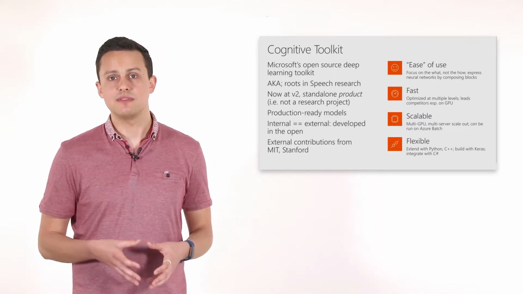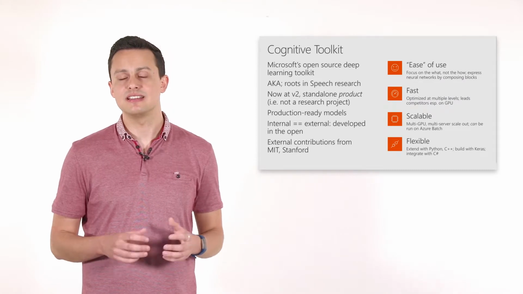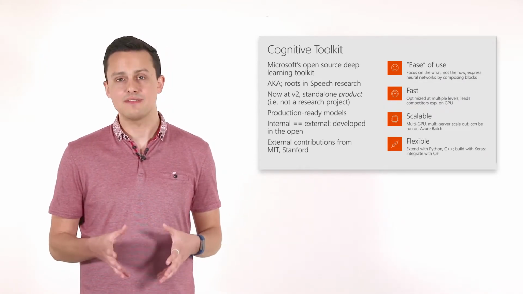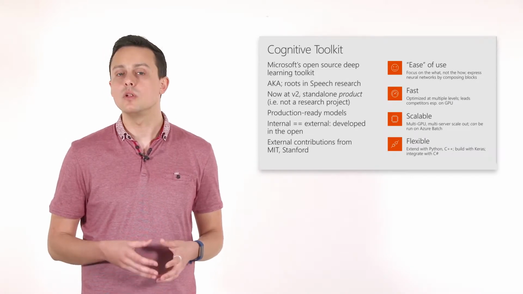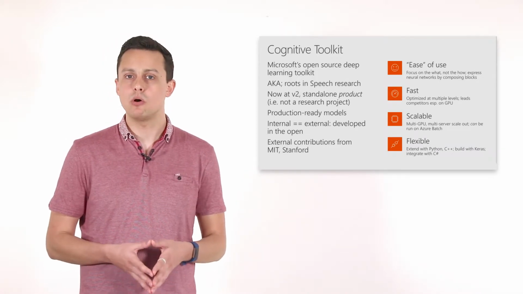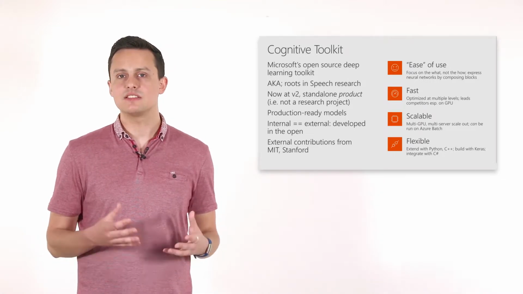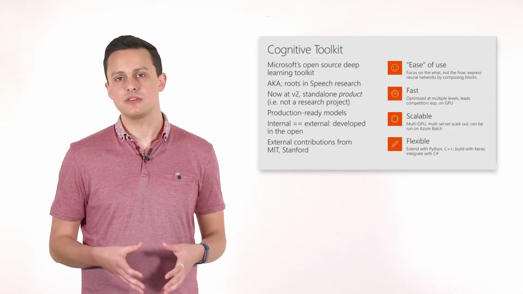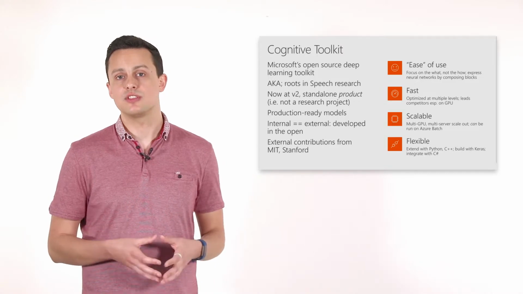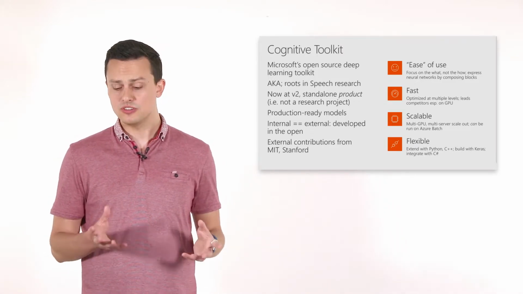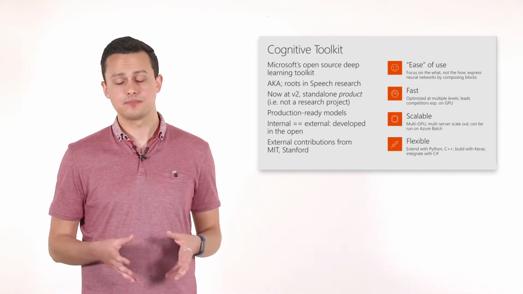The next attractive feature is that it's both fast and scalable. It is a highly optimized training network. So that means it will get the most out of hardware that you have. But it will also scale out across multiple nodes to parallelize the training. And then finally, it's a very flexible toolkit. You have a bunch of different options in terms of the languages that you use to interact with it. You can use C#, you can use Python, you can use C++, you can even use Keras.